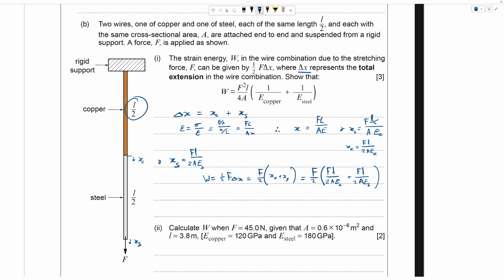Yeah, that's going to be fine, isn't it? So I think I can just, how many marks? 3 marks. I think it's okay to do this then in a single step.